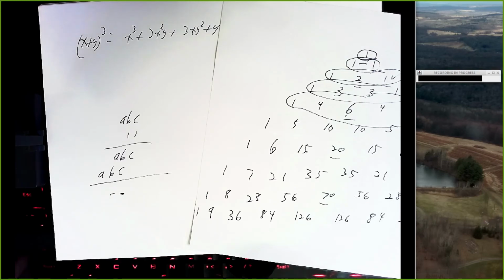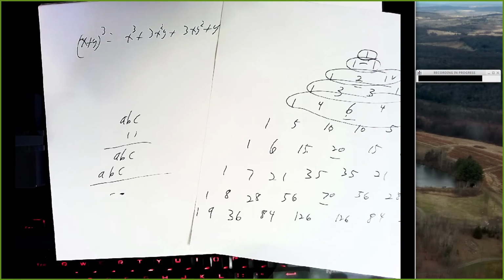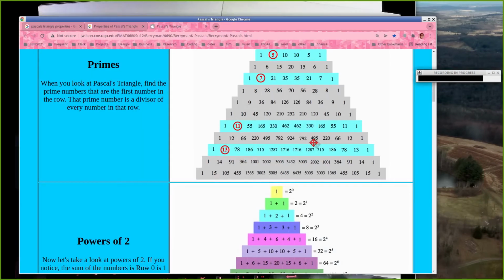Alright, I used to have a PDF of this, but I'll just take it from the web. Let's see. Okay, yeah, this is a good one.